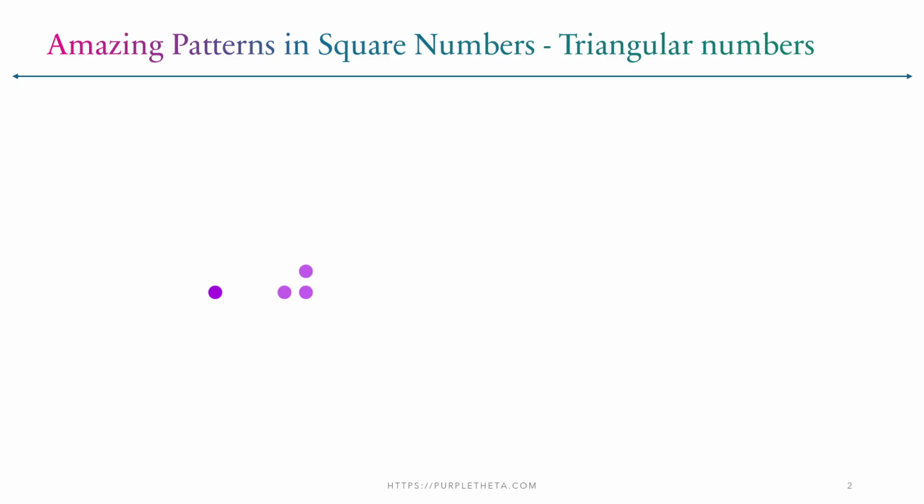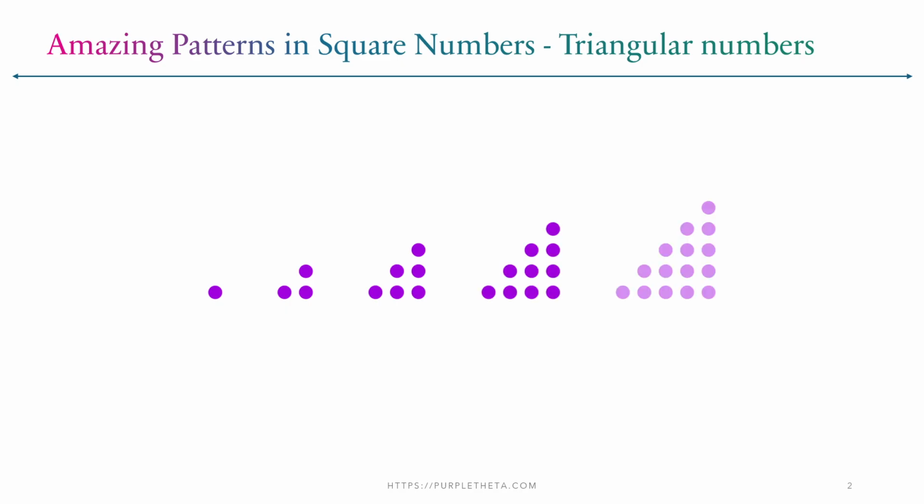Imagine arranging objects like fruits or circles in the shape of a triangle, right? Like a ladder growing step by step. We get the following pattern. Does this pattern look like a triangle? Yes, each triangle is bigger than the previous one.